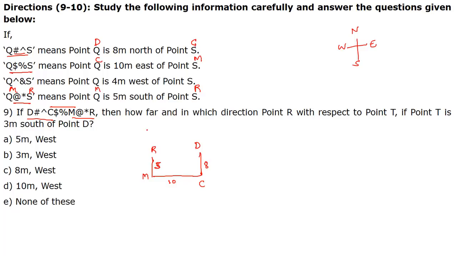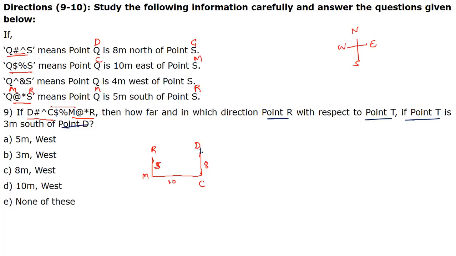So this is the thing which is given here. Now based on this, what do we need to find out? Let me change the ink so that we can understand better. This is the basic thing given to us. Then, how far and in which direction is point R with respect to point T, if point T is 3 meters to the south of point D?